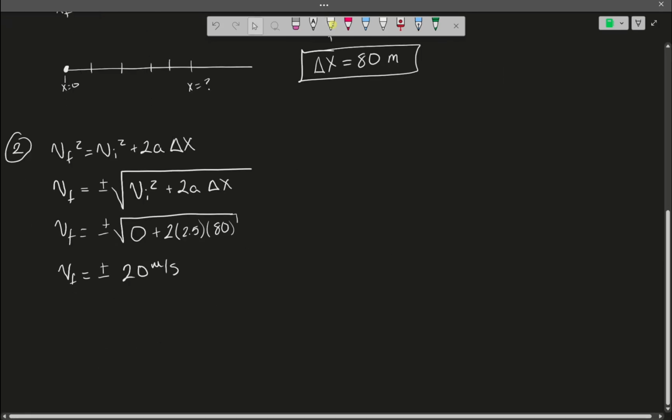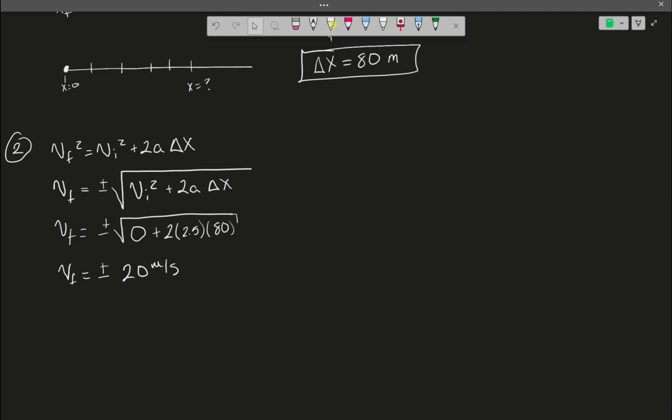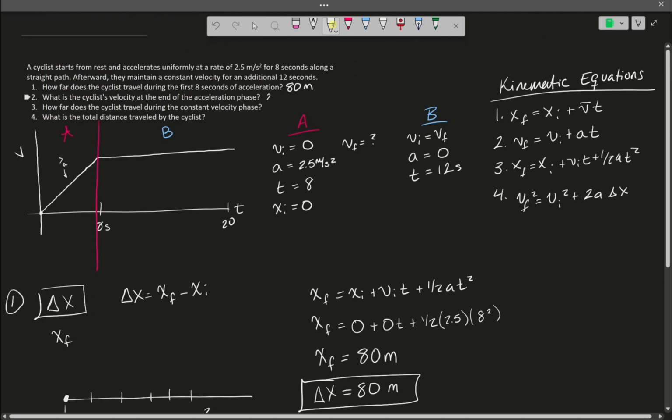I know that this has to be positive because it started at 0 and moved to 80 meters, right? It moved in the positive direction. So our final velocity for the acceleration phase is 20 meters per second.